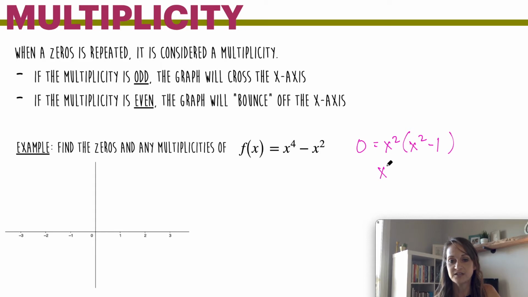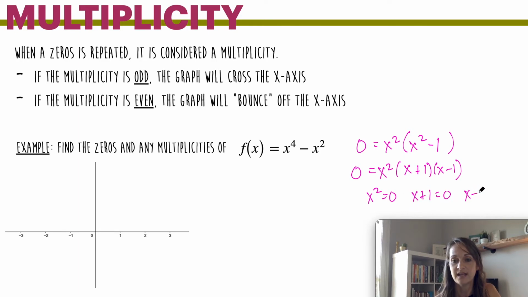Now I can factor x squared minus 1, which becomes x plus 1 times x minus 1. Now I can set each of these terms equal to 0. So x squared equals 0, x plus 1 equals 0, and x minus 1 equals 0. When you take the square root of x squared, we will get plus or minus 0, which we don't say, we just say that it happens at 0. We also know that x equals negative 1 and x equals positive 1.